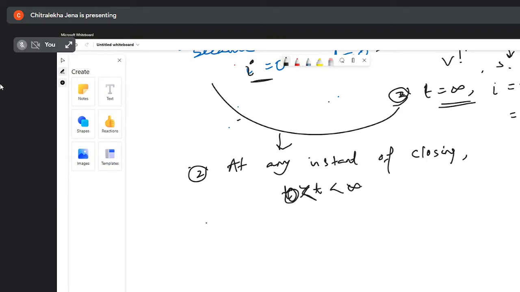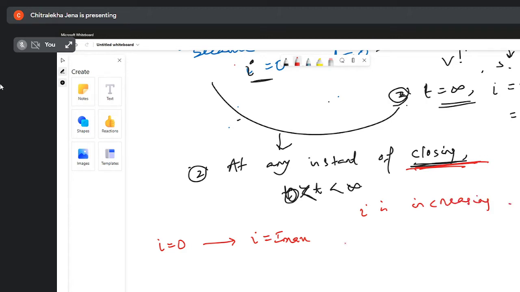So now tell me, what will happen here? Current is increasing from 0 to infinite. Now I have closed the switch. Current is increasing from I equal to 0 to I equal to maximum. So in between, I is increasing. This implies that I is increasing.